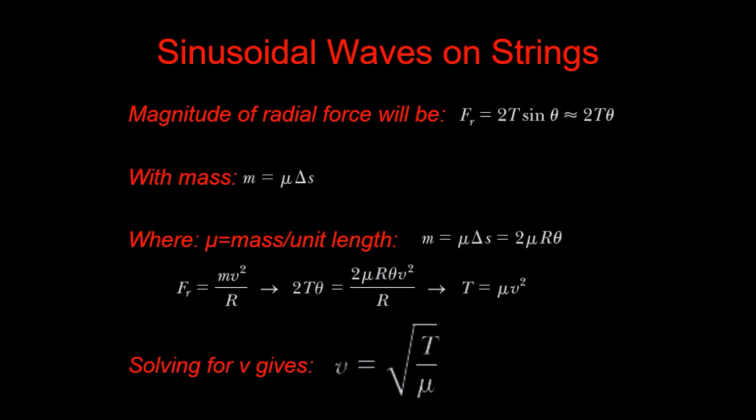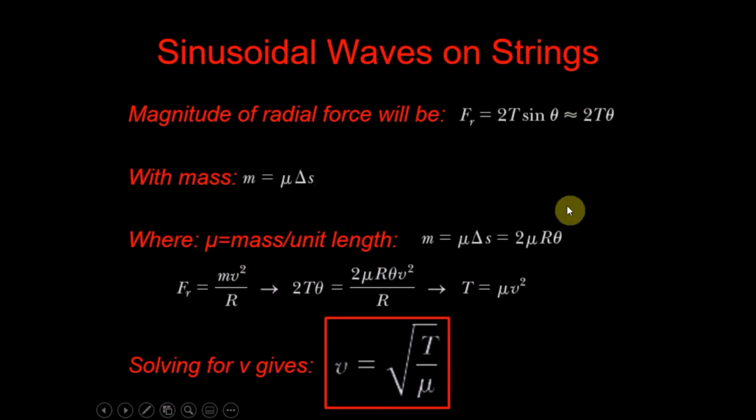If we look at our forces, we can eventually derive a force or tension in the string of mu v squared. So if we want to find a velocity in our string in terms of its tension and its mass per unit length, we will end up with this equation. Again, I would not ask you to derive this equation, but the result is a very important one. So let's use this result in a calculation.